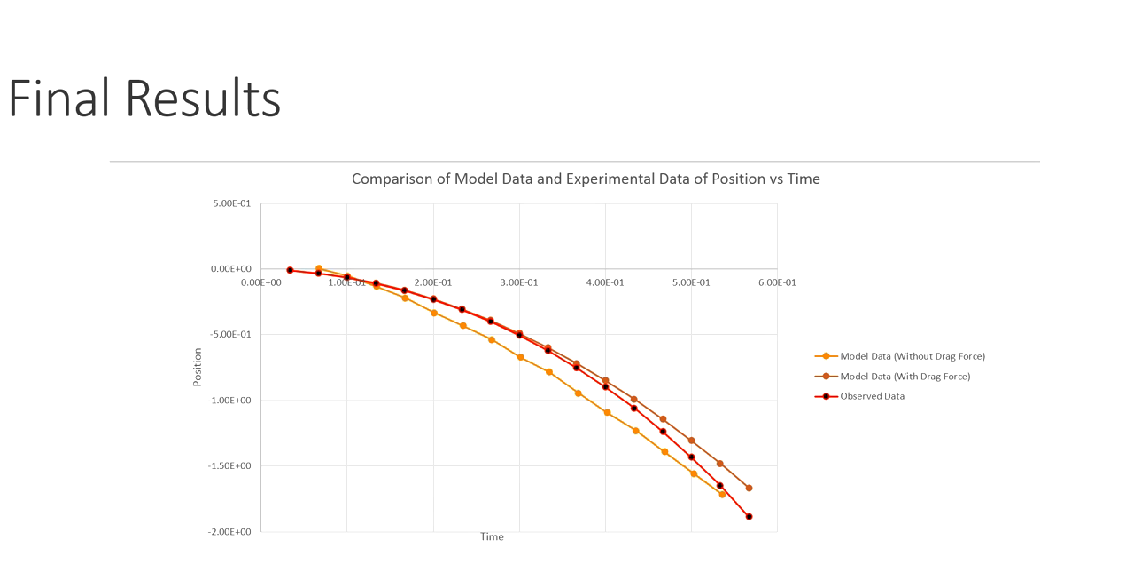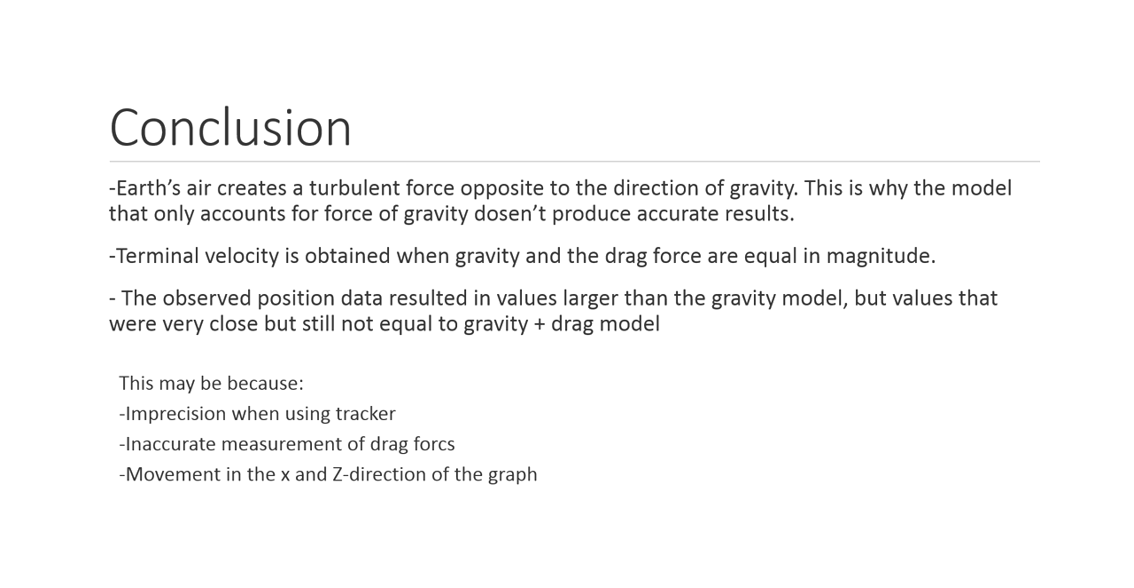Now, as I mentioned, the model data with drag force, this line right here, is much closer to our actual observed data. This is due to the fact that in real life we have drag, while in the other model we don't account for drag, only gravity, which is an inaccurate depiction. Now, as you can observe, there are some discrepancies here. This may be because of imprecision when using Tracker, inaccurate measurements, or simply because of the small tilted axis.